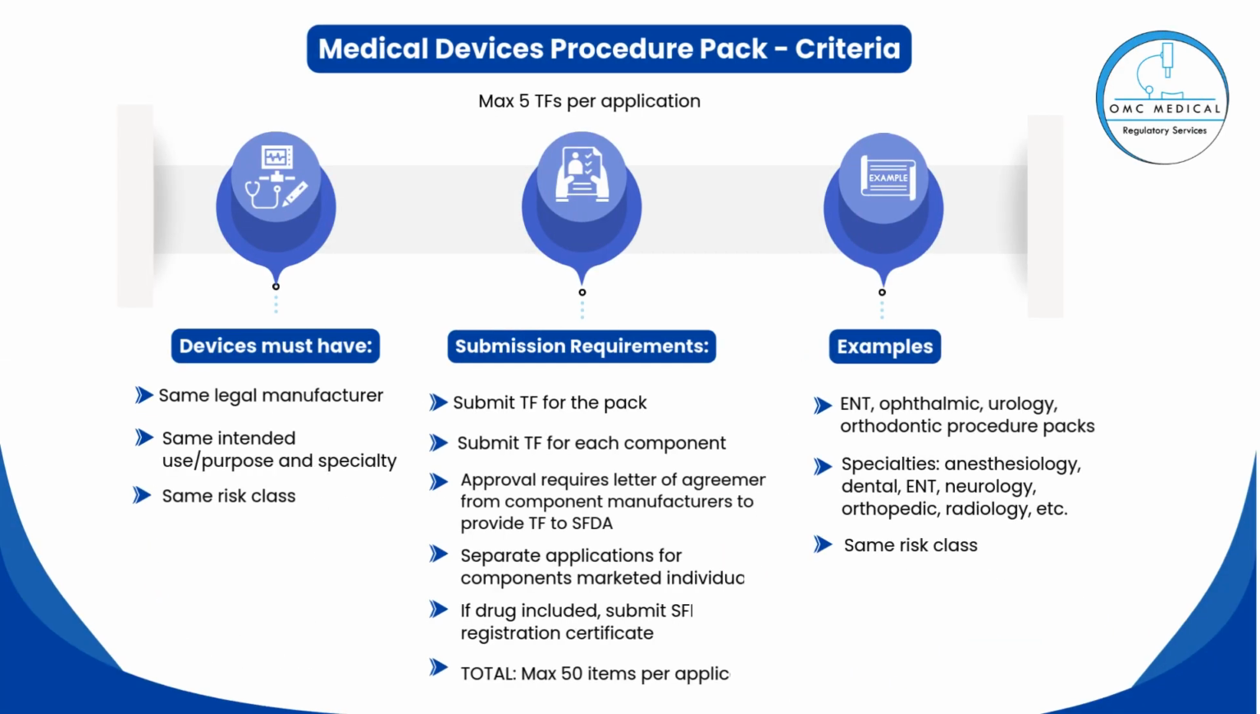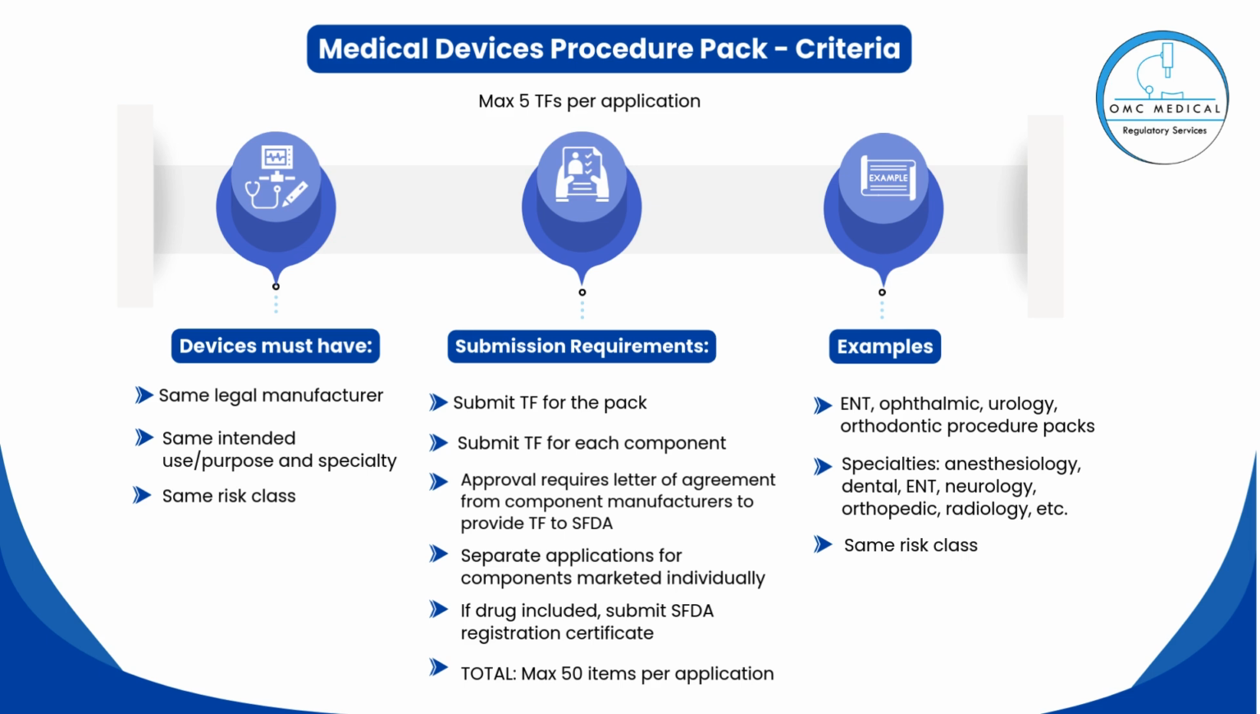Now, let's look at procedure packs. A procedure pack can also include up to 5 technical files per application. The devices must be from the same legal manufacturer, used for the same purpose and specialty, and share the same risk classification. There are a few extra requirements for submission. First, the applicant needs to submit a technical file for the entire pack. Then, technical files for each component must also be provided.